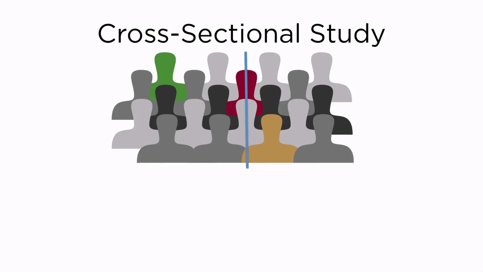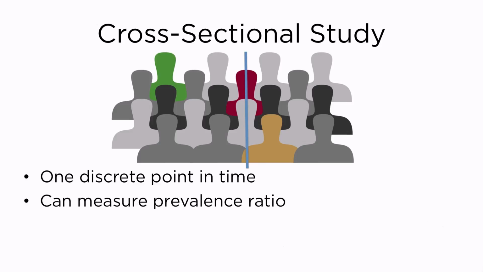A cross-sectional study is used to assess one particular point in time and can give you a measure of disease burden. It can measure the prevalence ratio, which is the prevalence of a disease in people who have and have not been exposed to a particular risk factor.